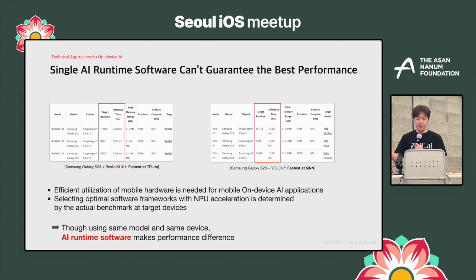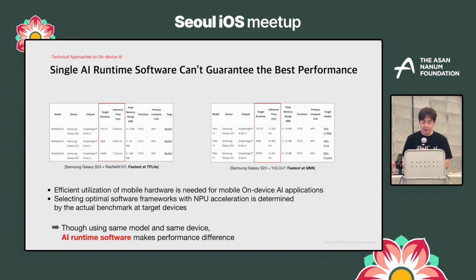For the left side, for ResNet, we ran it with TensorFlow Lite, QNN, which is the Qualcomm AI SDK, and the third one is ONNX. Even though those software frameworks can utilize the target NPU, the results come out different from the AI architecture.